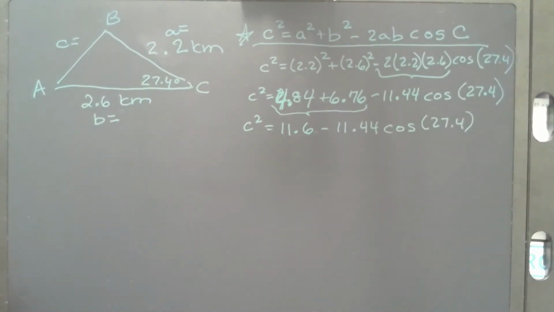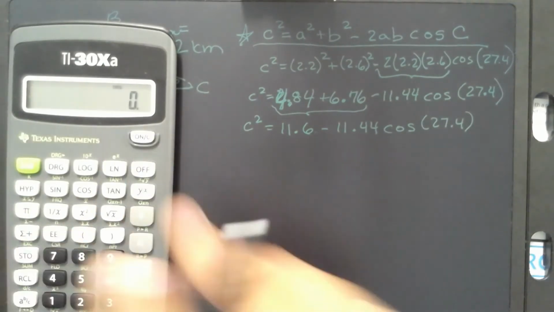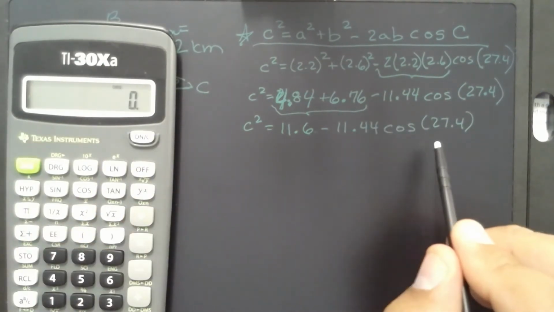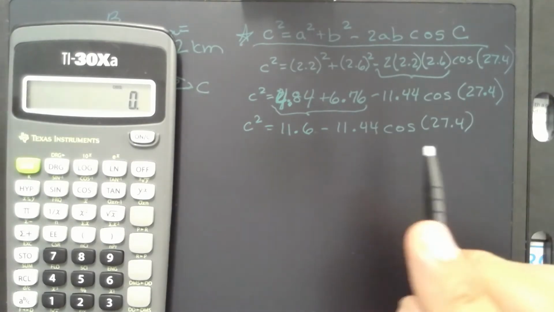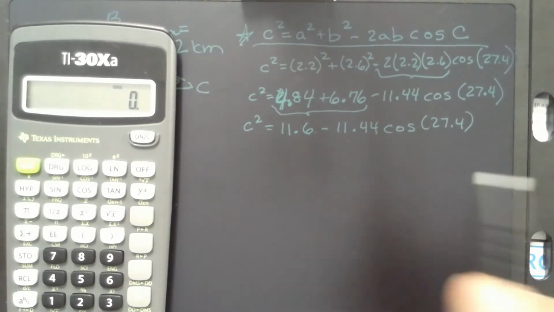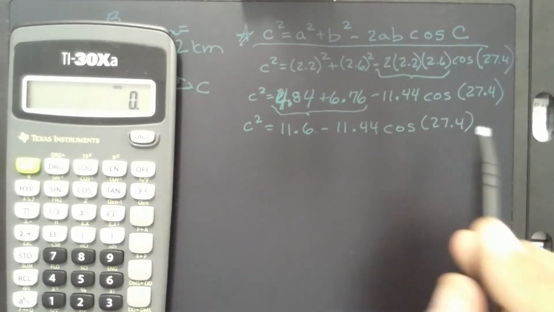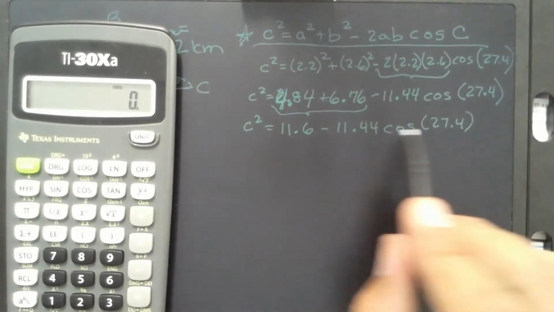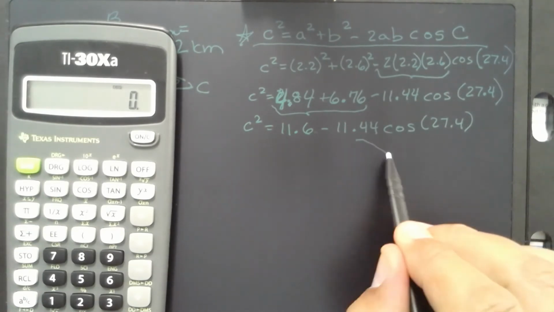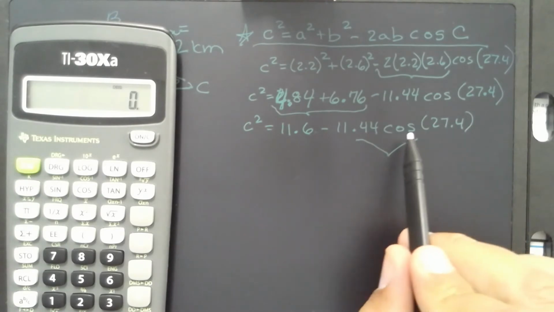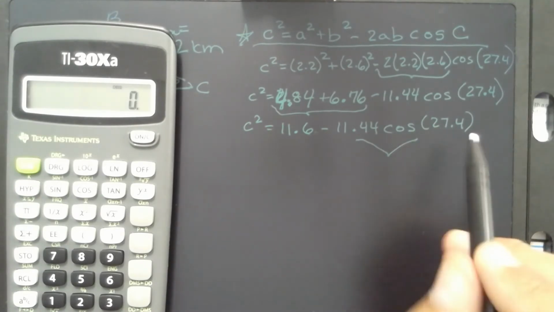So this right here, guys, going back to order of operation. Remember, order of operation: parentheses, exponent, multiplication or division, whichever comes first. In this case, we're going to work this out over here. We need to multiply those two first, but in order to do that, I need to find out what cosine of 27.4 is.